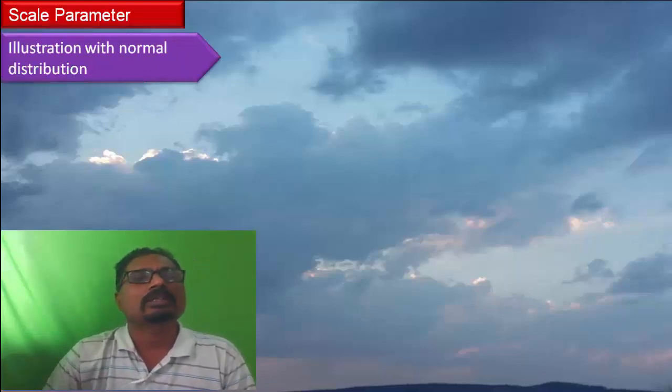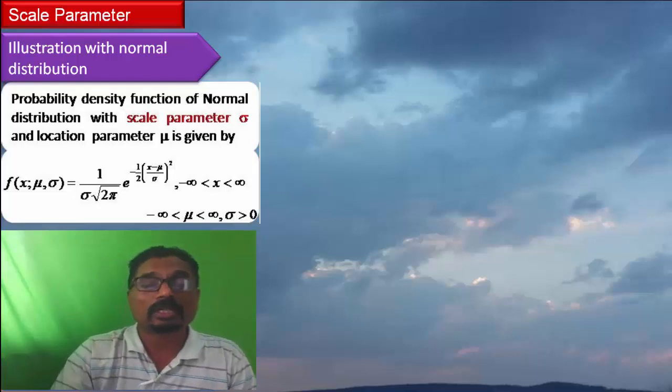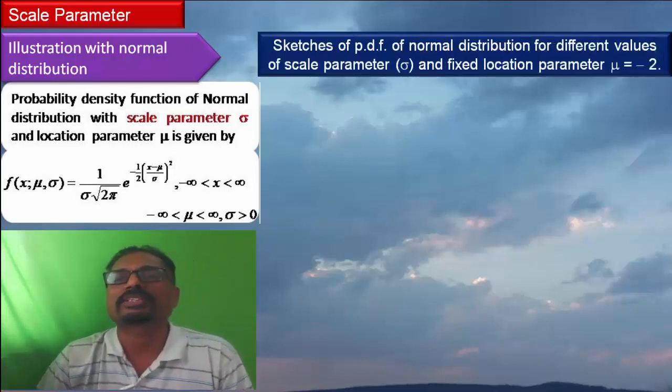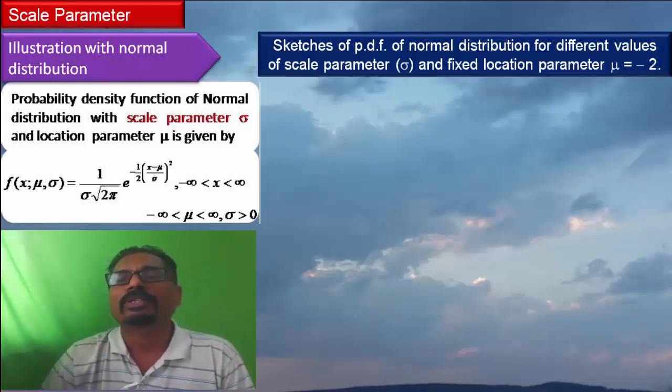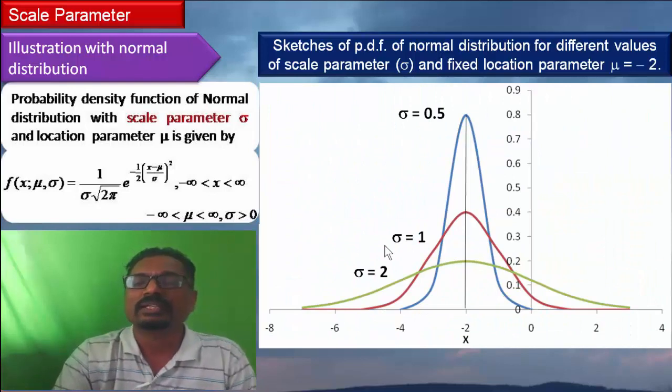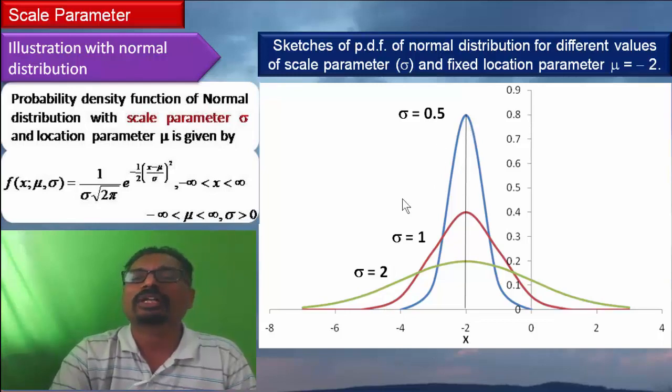Now we can illustrate this again. We can take the normal distribution. Here mu is the location parameter, but sigma is the scale parameter. You can observe the sketches of the normal distribution for different values of the scale parameter sigma with fixed location parameter mu equal to -2. Here mu is fixed at -2, and we change the values of the scale parameter sigma to 1 and 0.5.